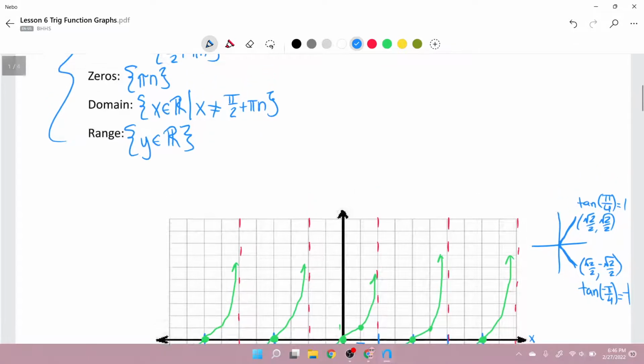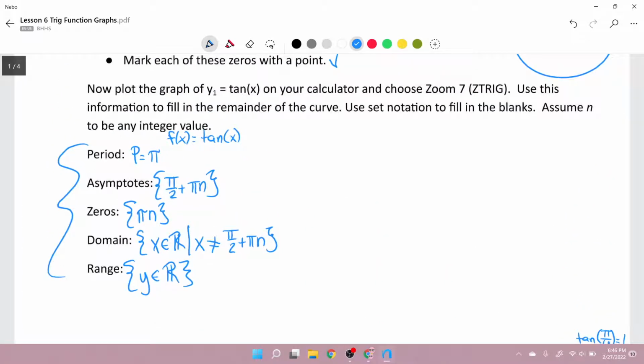All right, but it's never just that, right? We're going to be transforming these functions. So if I transform these functions, let's make it something else. Instead of f of x, let's make it t of x, the transformed function of tangent, equals tangent, let's transform it, a tangent of bx.